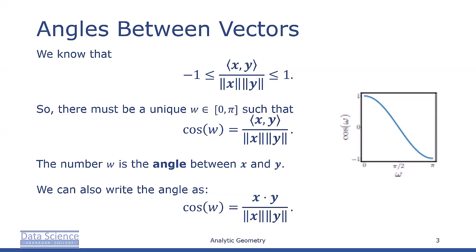Intuitively, that angle tells us how similar in orientation the two vectors are. In fact, we can go ahead and write this out again using the dot product, so that cosine w is equal to x dot y divided by the norm of x and the norm of y.